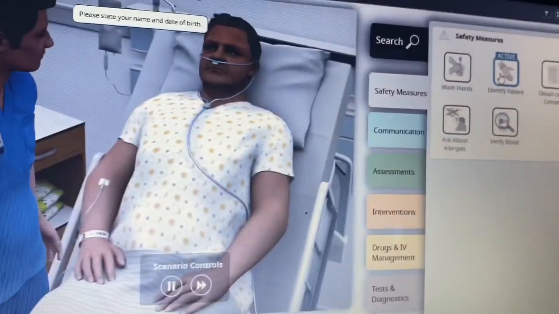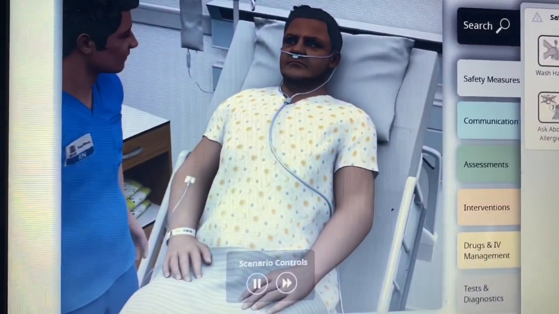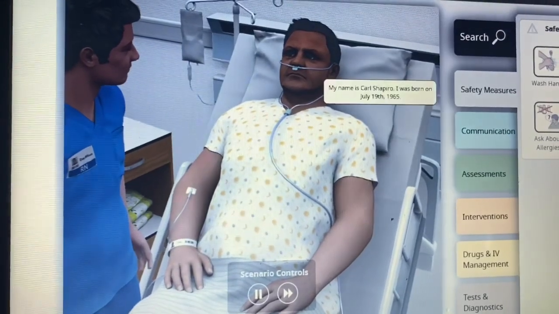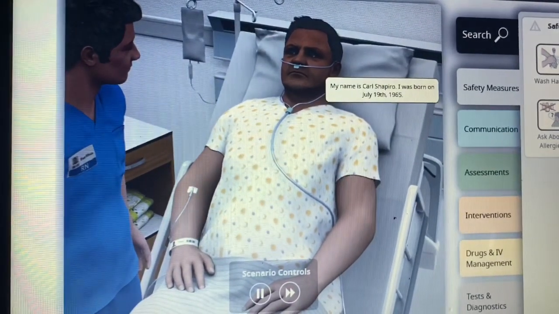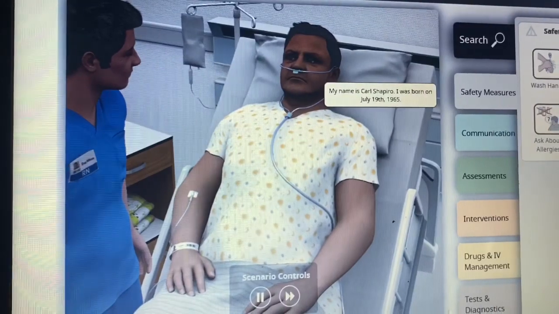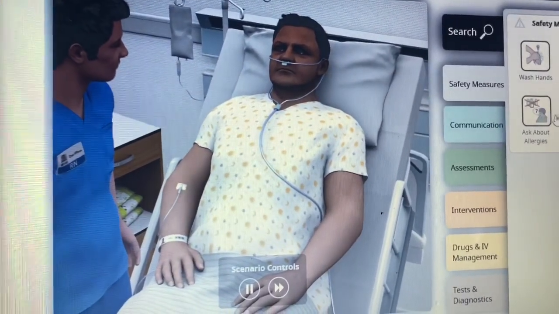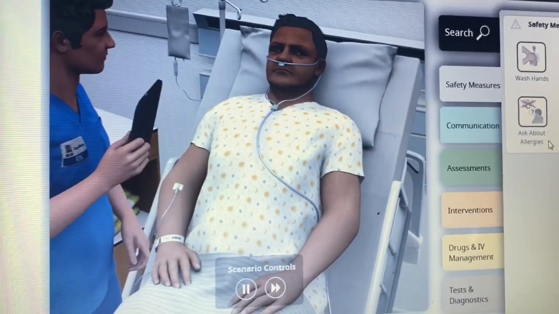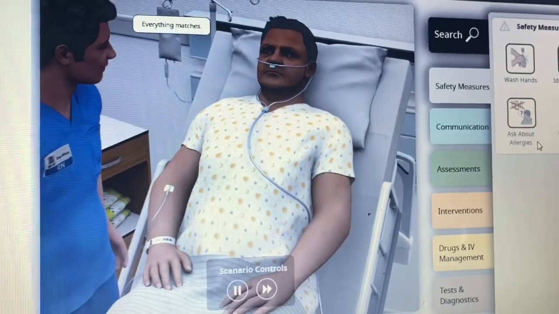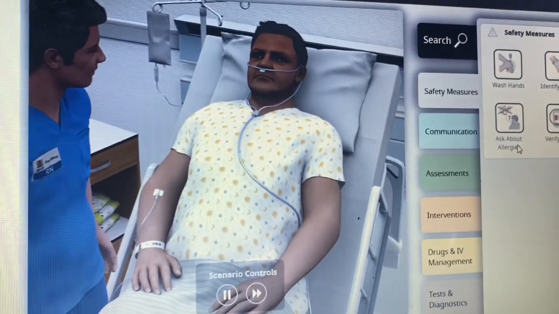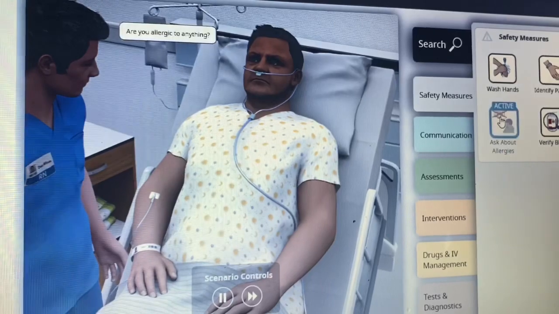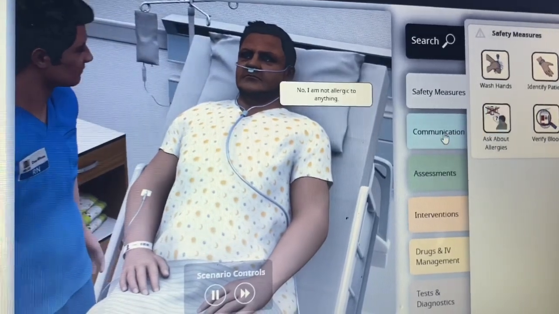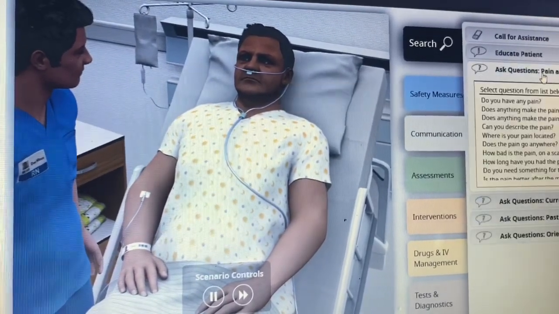Please state your name and date of birth. My name is Carl Shapiro. I was born on July 19th, 1965. Everything matches. Are you allergic to anything? No, I'm not allergic to anything.